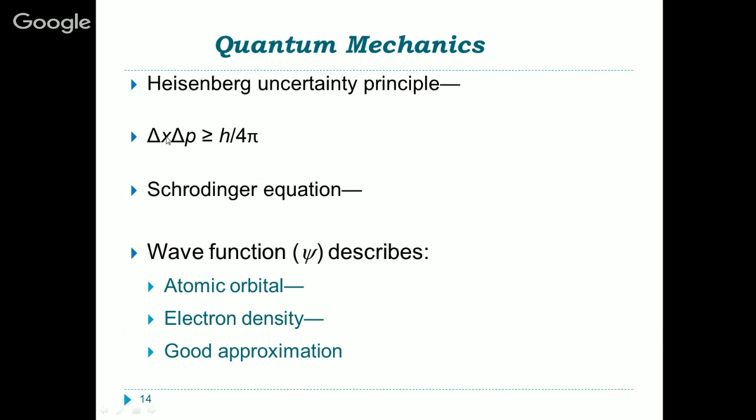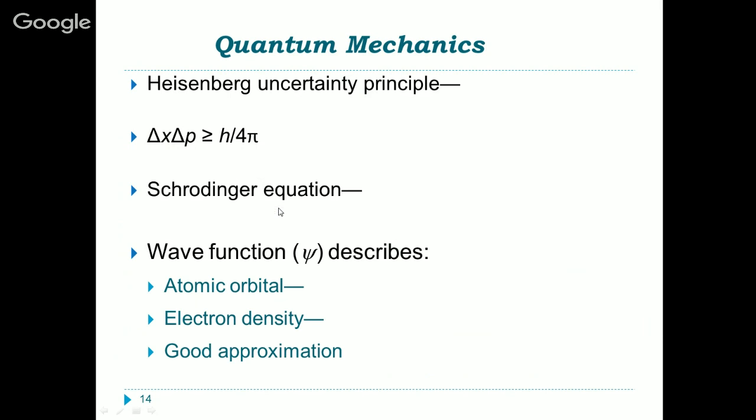And the uncertainty principle here is demonstrated by saying there is some variance in the position times some variance in the momentum, which momentum is simply mass times velocity. You do not have to worry about solving this equation.